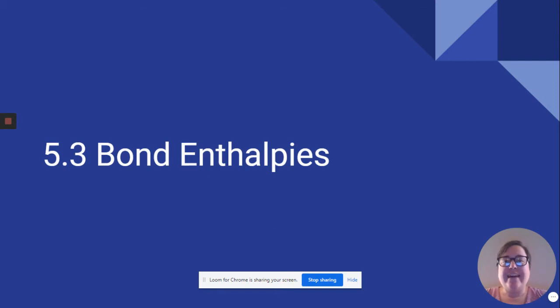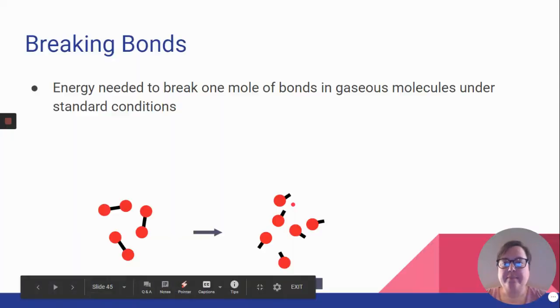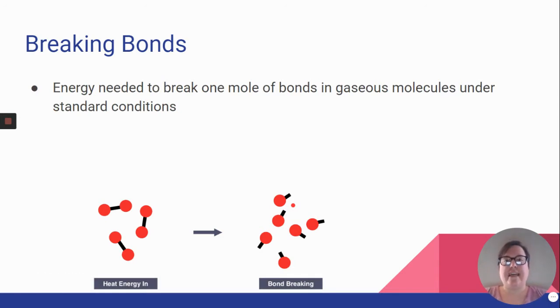Today we're going to look at the end of Unit 5, which is 5.3 about bond enthalpies. So bond enthalpy, you have to understand that it takes energy in order to break a bond. So bond breaking is the energy needed to break 1 mole of the bonds. Notice that it's in a gaseous molecule under standard conditions.